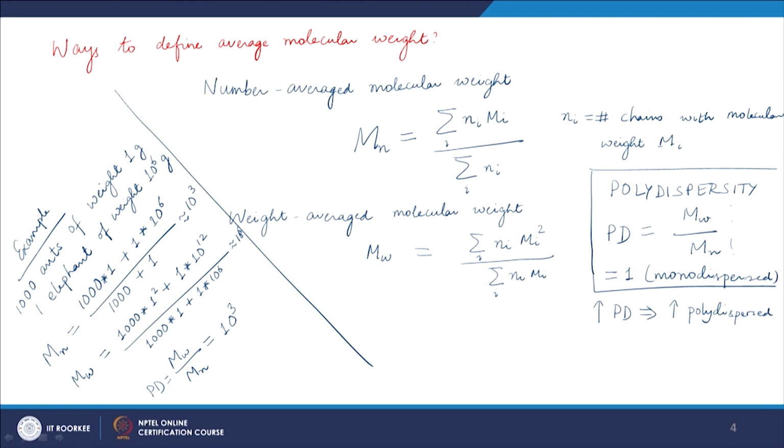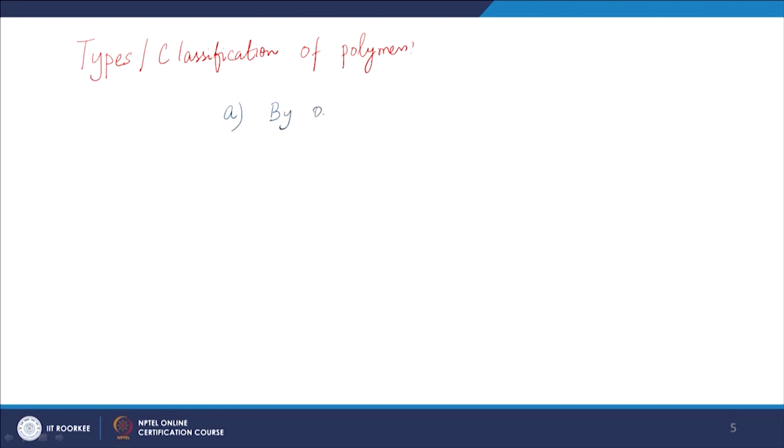So, next I will discuss the types and classification of polymers. Okay. So, we can classify the polymers in a variety of ways. One of the first ways that we can think of classifying polymers is how they originated. So, it can be by the origin of the polymer.